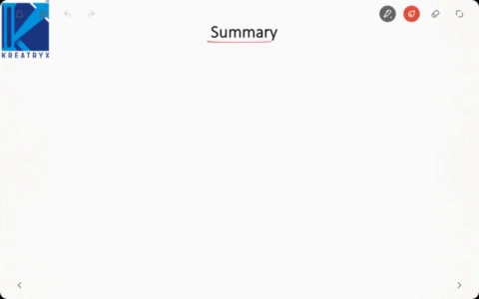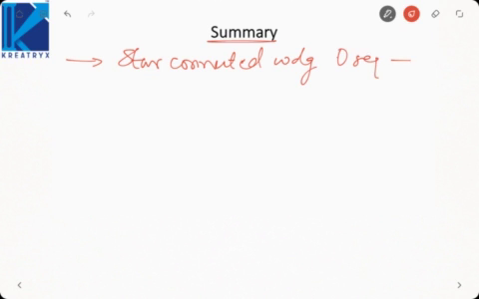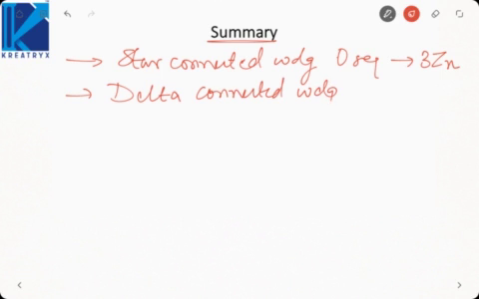So let us summarize what we covered in this lecture. We first saw the star connected winding, the sequence network for star connected winding. Here one important thing that you must remember, in zero sequence neutral impedance appears as 3Zn. Then we saw delta connected winding. Here we saw zero sequence current can exist in phase but not in the lines of the delta connection.